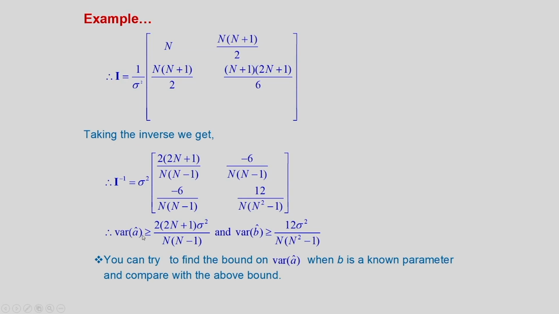Therefore, variance of A hat is greater than or equal to 2(2n+1)σ²/(n(n−1)), and variance of B hat is greater than or equal to 12σ²/(n(n²−1)). You can try to find the bound on variance of A hat when B is a known parameter and compare with the above bound. We have found a bound when both A and B are unknown, but suppose B is known, then try to find out the bound on the variance of A hat and compare with this bound.